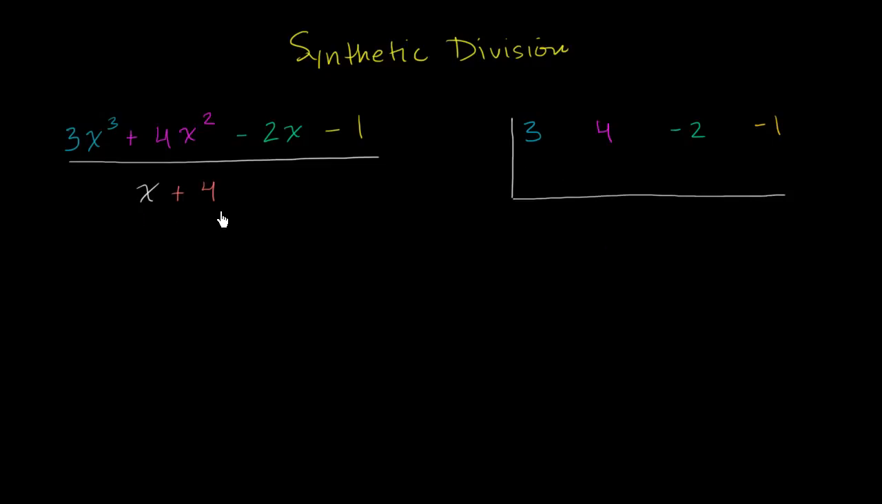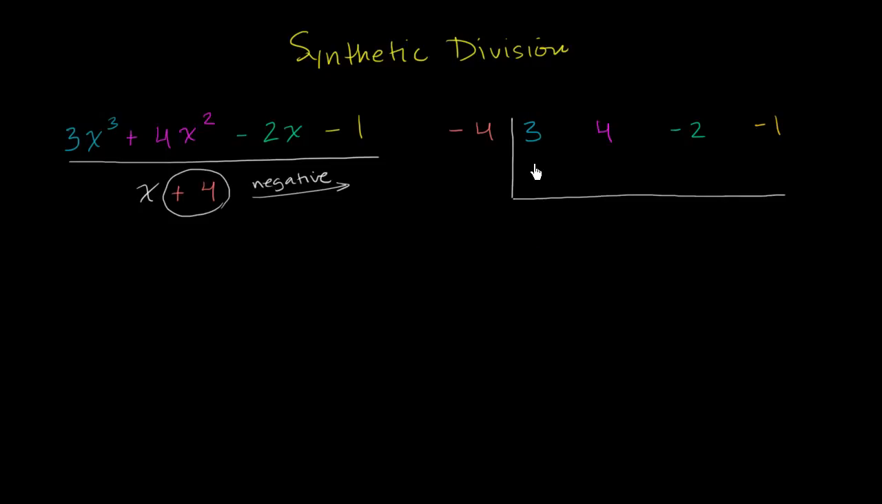And then we look at the denominator. In particular, we're going to look at whatever x plus or minus something is right over here. So right over here, we have a positive 4. Instead of writing a positive 4, we write the negative of that, which would be negative 4. We write negative 4. And now we are all set up, and we are ready to perform our synthetic division. And it's going to seem like voodoo. In future videos, we'll explain why this works.